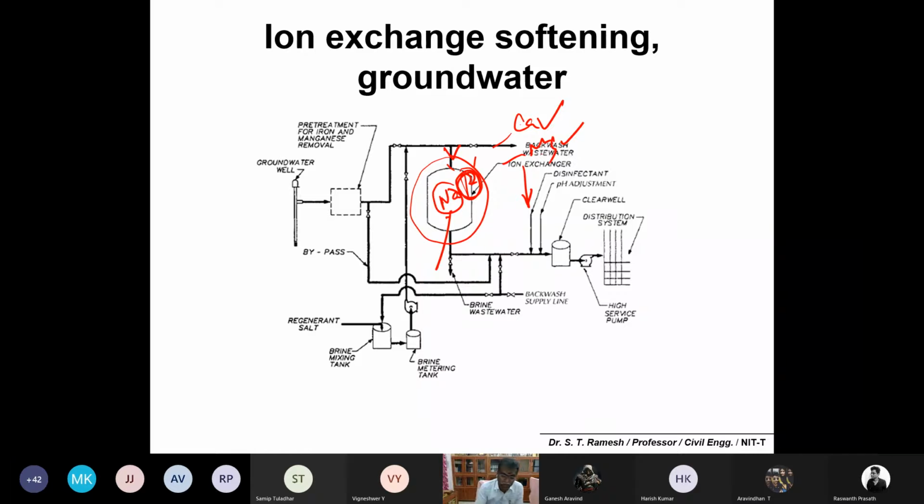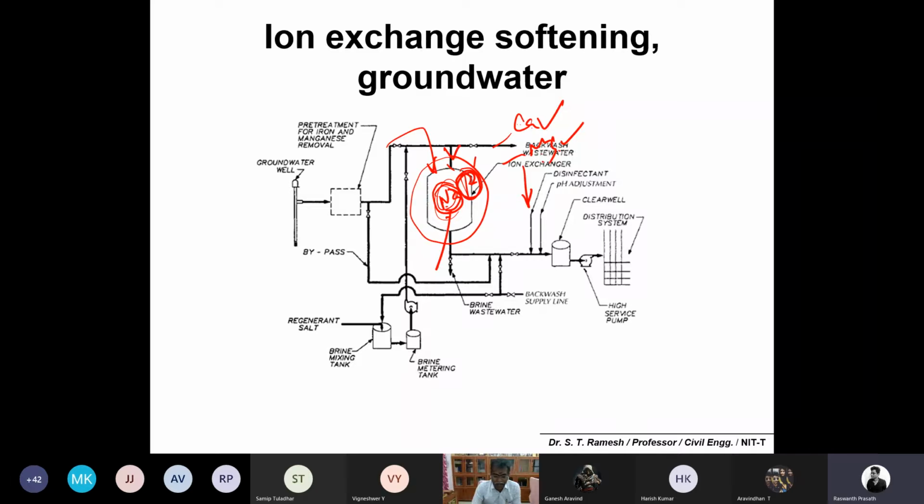During the course of time, the efficiency of your ion exchange resin will come down. Then you have to regenerate. Regeneration is also very simple. All your sodium will have been replaced with calcium and magnesium. After ion exchange saturation, you add some sort of regenerant, which will again replace calcium and magnesium with sodium, and you can also use it multiple times. Is it okay?